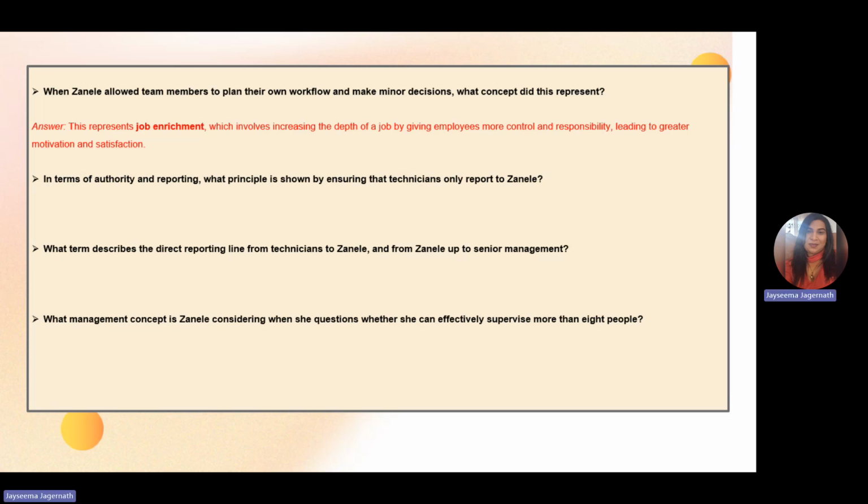Then in terms of authority and reporting, what principle is shown by ensuring the technicians only report to Zanele? So when Zanele said that she does not want the technicians to report to the heads or the managerial functional heads, she's employing the technique of unity of command, which means one employee must report to only one manager.